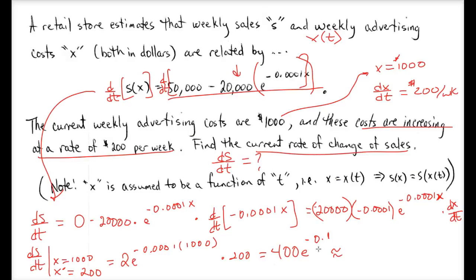And of course, this will come out to be approximately, I'll just go ahead and type it in right quick. Let's see. It's about 361.93. So we'll see here that the rate of change of sales will be increasing roughly about $361.93 per week. So that's how we do that problem.